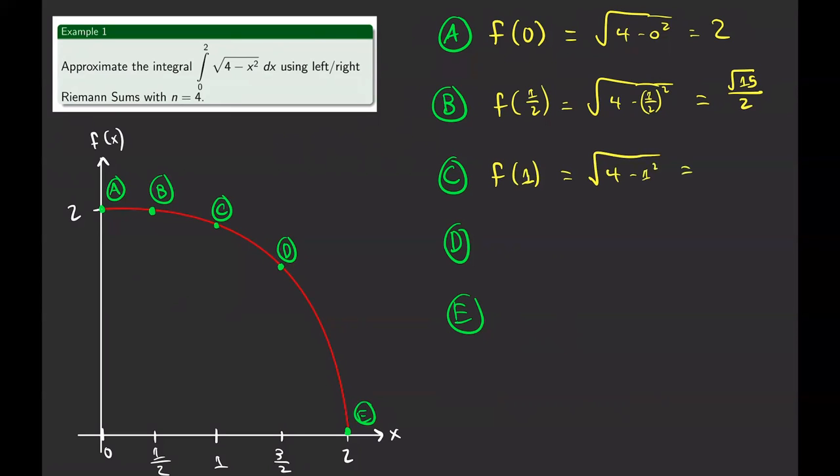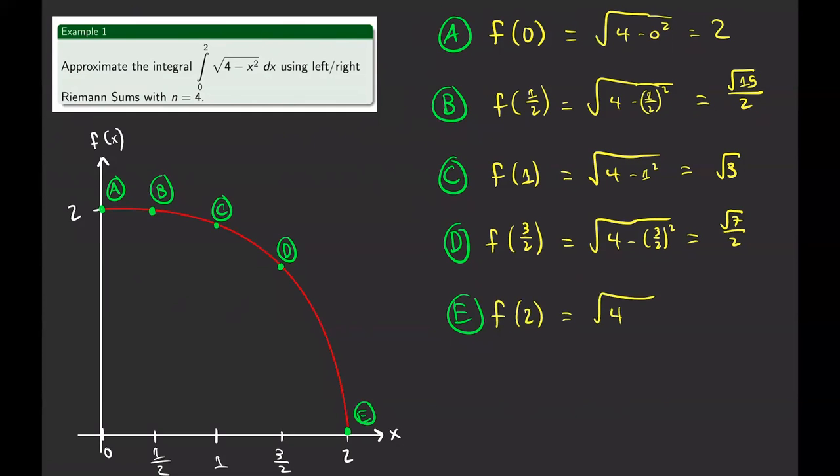This one's a little bit easier to see. This is just going to be square root of 3, F of 3/2. So I'm just taking the original function and plugging in each of my xi's, each of my x coordinates. I'm just plugging each of them in there. And we get all these values. Great. We now have proposed heights for each of our rectangles. So we know each of these to be a height of 2. We've got a height of root 15 over 2.